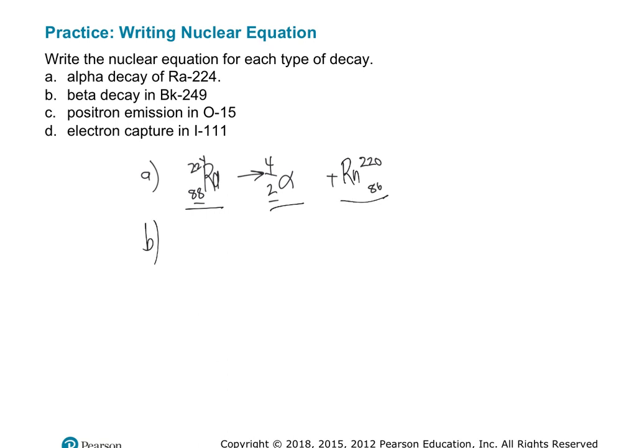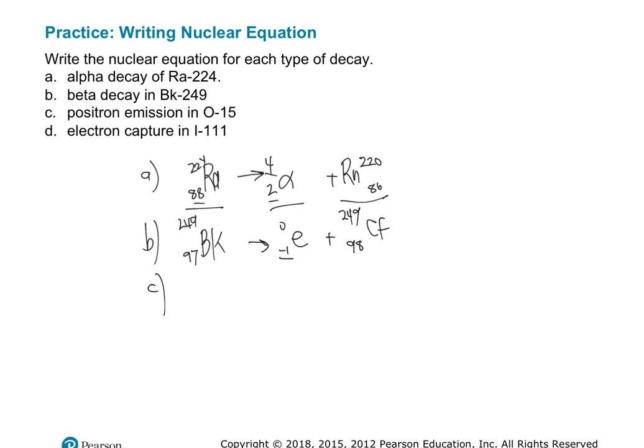Okay, for B, we have beta decay of berkelium-249. So berkelium, if we go look at the periodic table, is in the transition metals, F block, number 97. If I have a beta decay, that's basically an electron. So I'm going to have a higher atomic number, so that'll be 98. And then my mass number will stay the same, 249. So that turns me into californium.